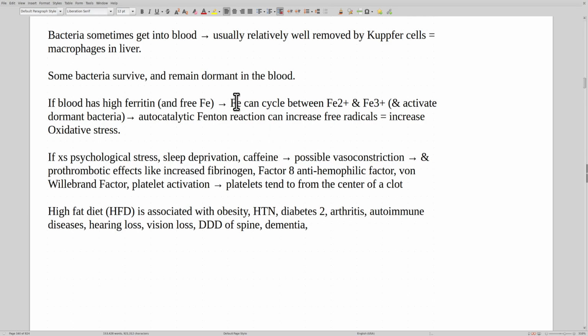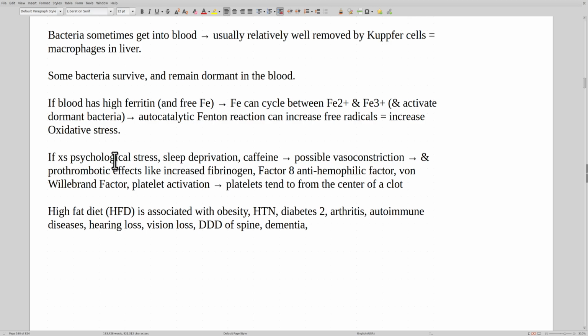This is called ferrous redox cycling, back and forth between Fe2+ and Fe3+, and that can activate dormant bacteria. It also can damage tissue by generating free radicals, which increases oxidative stress. Oxidative stress just means you've got more oxidants than antioxidants, and they can damage the tissues.